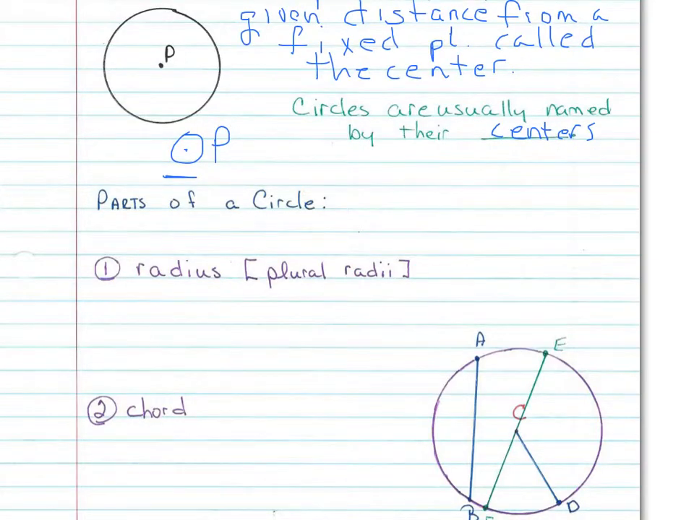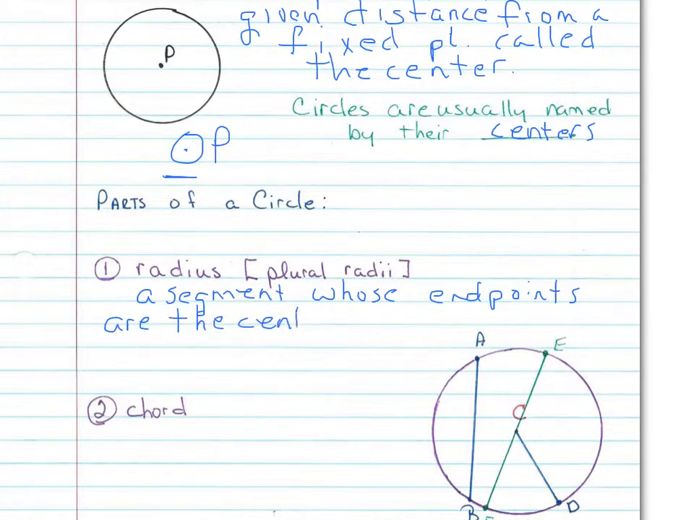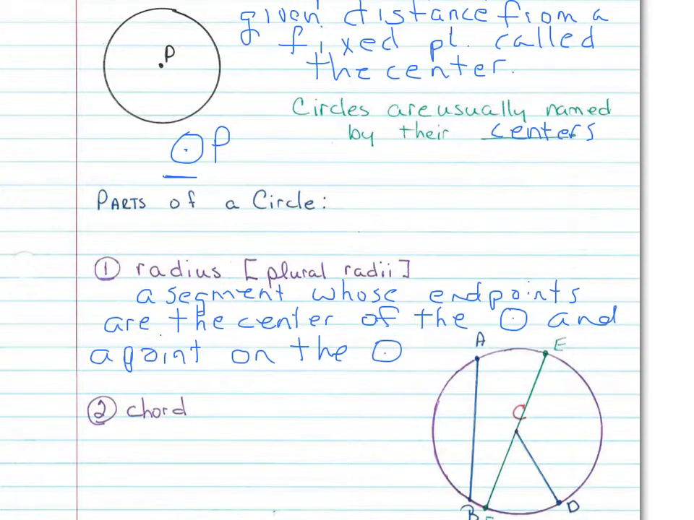Talking about the radius of a circle, the plural is radii. So if you see radii, that's the plural of radius. A radius is a segment whose endpoints are the center of the circle and a point on the circle.